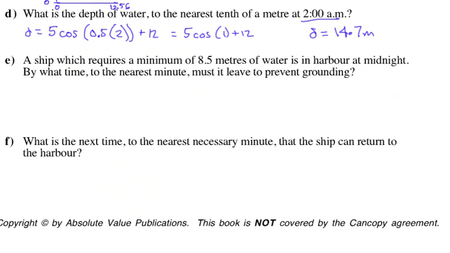Now, a ship which requires a minimum of 8.5 meters of water is in harbor at midnight. By what time must it leave to prevent grounding? Meaning there isn't enough water under it to keep it afloat and the keel actually runs into the seabed. And this is actually part of the same question. When is the next time that the ship can return to harbor?